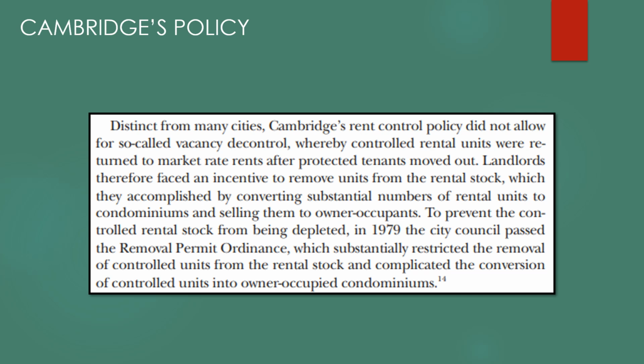So to prevent the controlled rental stock from being depleted, in 1979 the City Council passed the Removal Permit Ordinance, which substantially restricted the removal of controlled units from the rental stock and complicated the conversion of controlled units into owner-occupied condominiums. So these landlords were frustrated that they had to continuously provide rent-controlled prices. It didn't matter which tenants moved in and out, and so they tried to sell their units outright to get out of the rental business. Well, the city of Cambridge did not like that, so they put in place an ordinance which restricted these landlords' abilities to turn their rentals into condominiums.